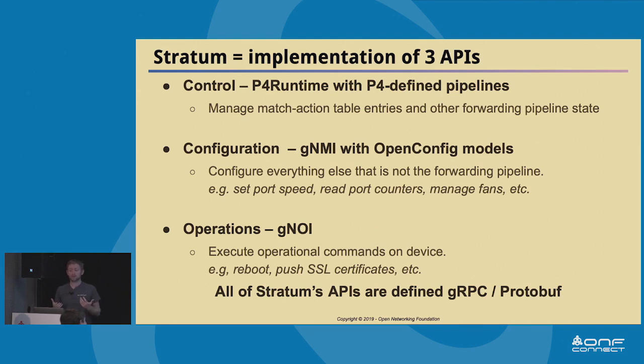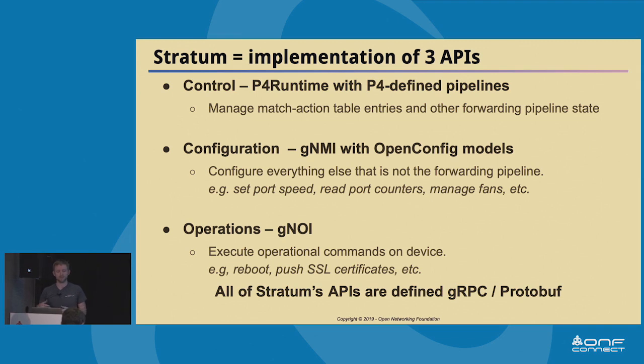One way to think about Stratum is that it's an implementation of the next-gen APIs on the data plane. For control, this is where we've used OpenFlow in the past. We're now using P4 runtime with a P4-defined pipeline. This is how we manage the match action table entries and other forwarding pipeline state. For configuration, this in the past has been SNMP or netconf or restconf. We're using gNMI with a set of OpenConfig models. This is how we do the configuration of everything that's not the forwarding pipeline.